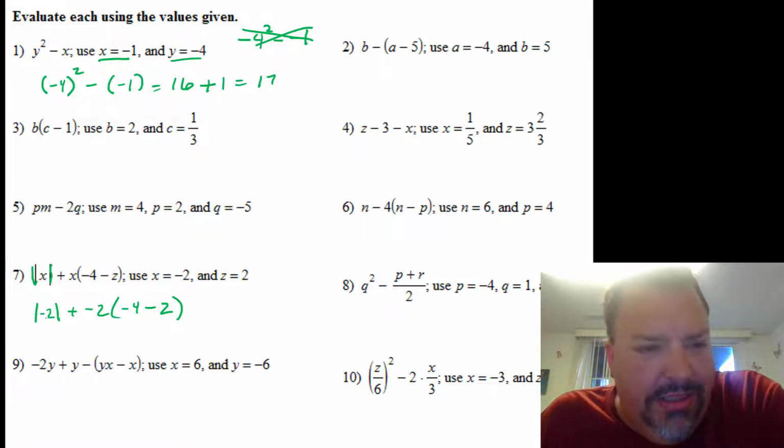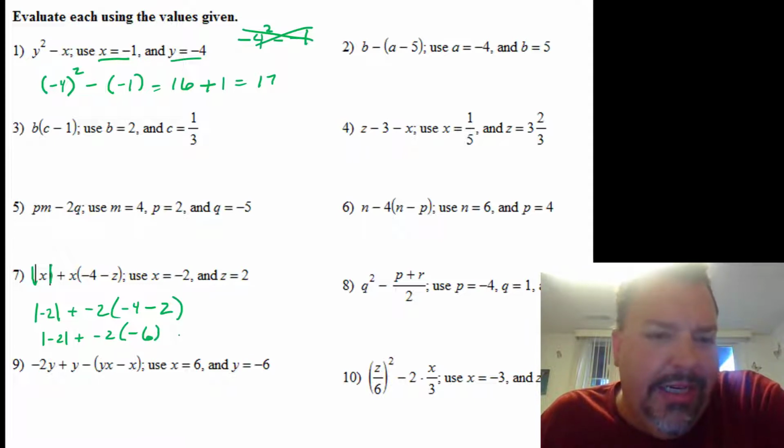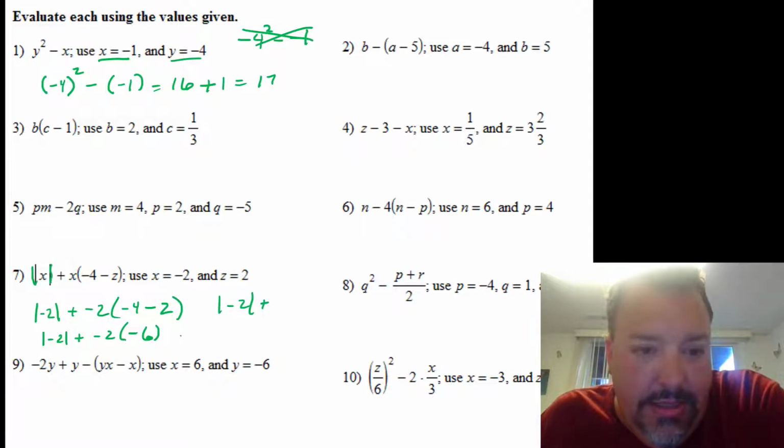And so now we can simplify this. We do order of operations, so there's nothing to do inside the absolute value. So we go over here to these parentheses, and we can simplify that. Now you could also distribute as well, but since those are just numbers, we can put those together. We get negative 6. And from there, we've got the absolute value of negative 2 plus negative 2 times negative 6. That's being multiplied, so that gives us 12.